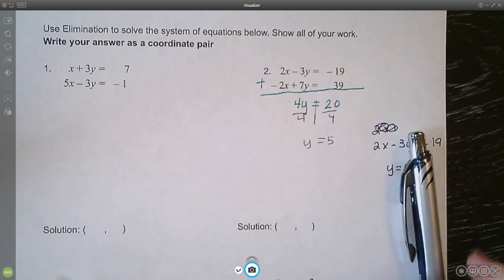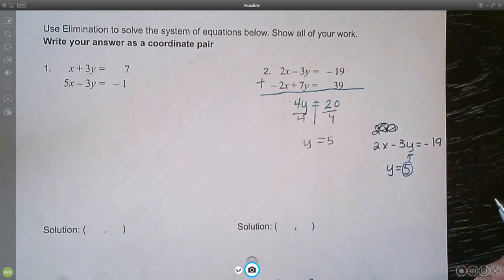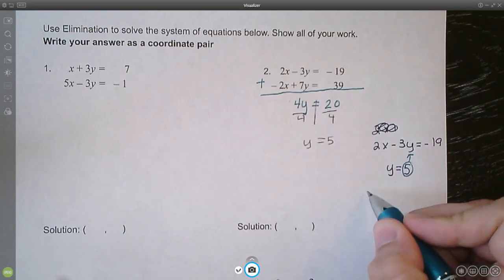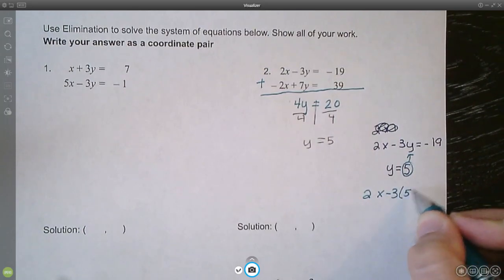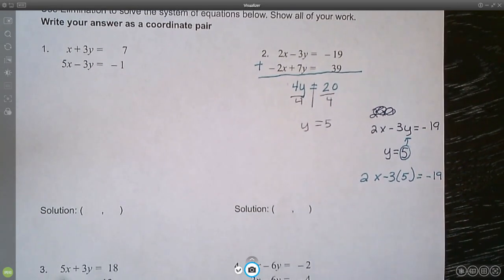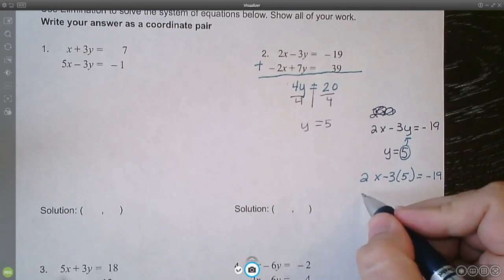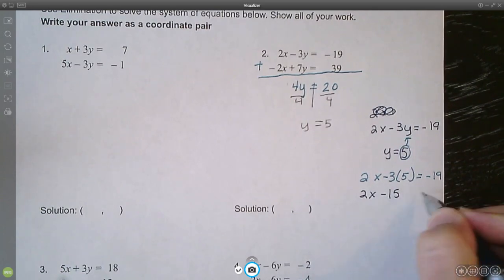So now we have to substitute. I'm going to take this 5 and put it in where that y goes. So we'll have 2x minus 3 times 5 equals negative 19. And then we'll distribute the negative 3, so you'll get 2x. Negative 3 times 5 is negative 15 equals negative 19.